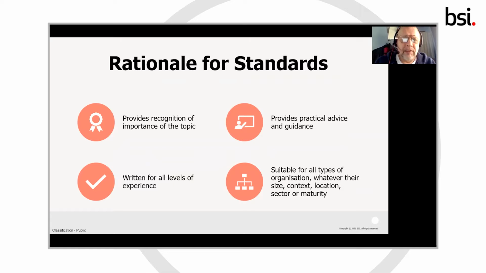So standards overall, I'm teaching to suck eggs here, I know, but basically standards provide a recognition and the importance of a particular theme or topic, because if it has a standard applied, then it must be important. Standards provide practical advice and guidance, and they need to be written for all levels of experience and suitable for all types of organizations, whatever their size, context, location, sector, or maturity.